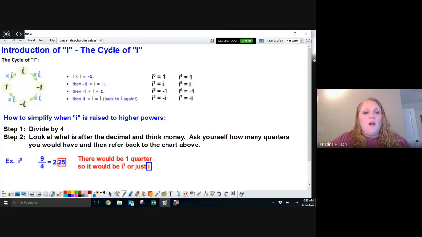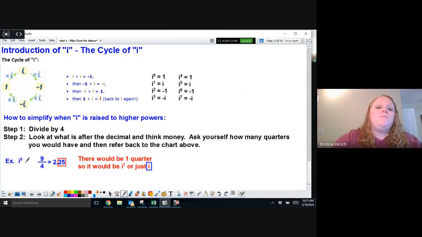All right, so now we need to talk about the cycle of I because it's not always that simple. You don't always just have the square root of a negative number. You don't always have just I squared. You may have I to the 9th power. You may have I to the 754th power. You could have huge exponents. All right, so we need to talk about the cycle of I. Now, I'm not going to go too far with the cycle because you're going to start noticing a pattern.